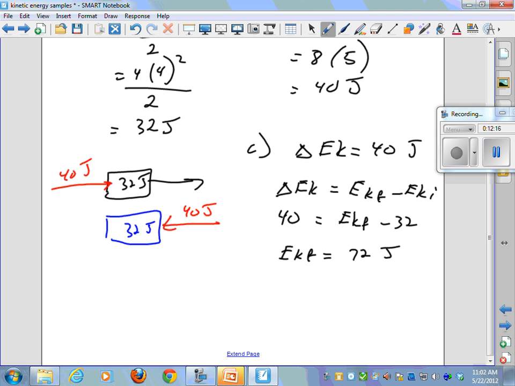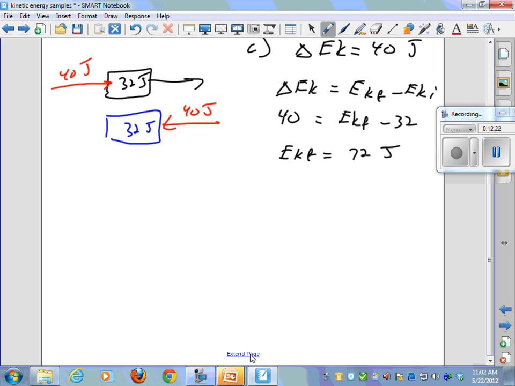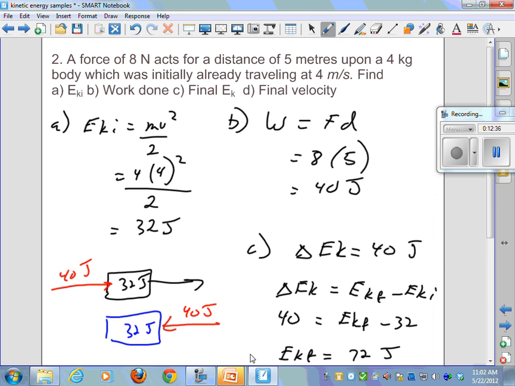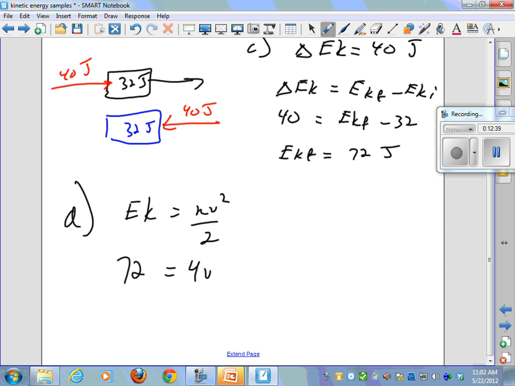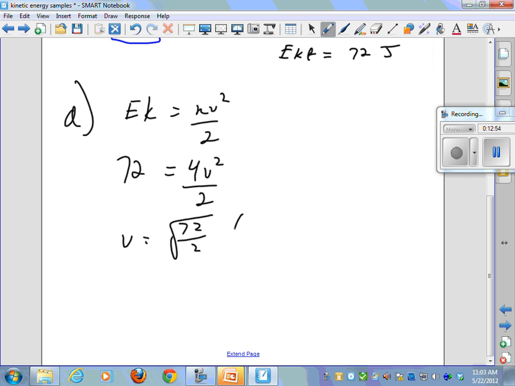And part D now asks for final velocity. EK is equal to mv squared over 2. 72 joules is the final kinetic energy. The mass is unchanged. 4v squared over 2, so my v is going to be 72; 4 divided by 2 is 2, so 72 divided by 2, and take the square root. 72 divided by 2 is 36. The square root of that, I think, is 6, is it not? 6 meters per second.